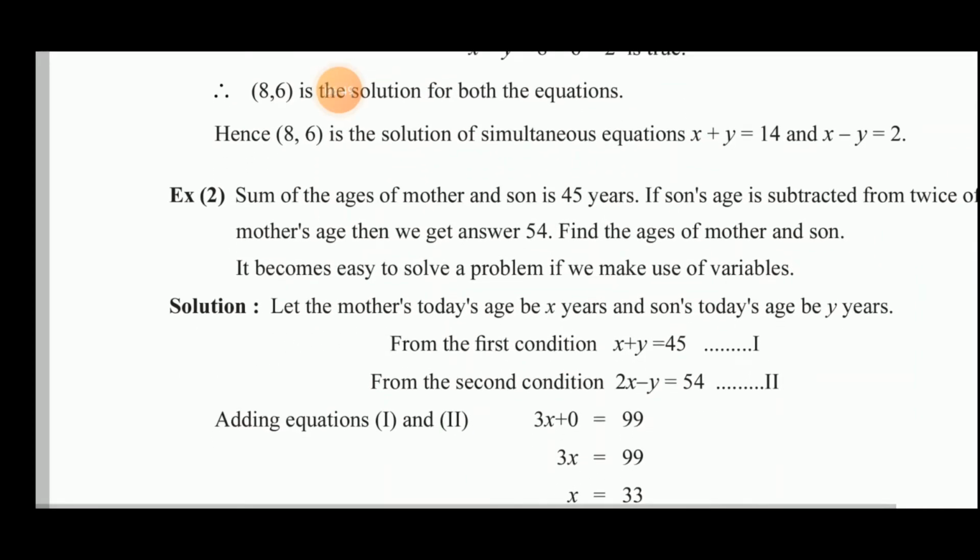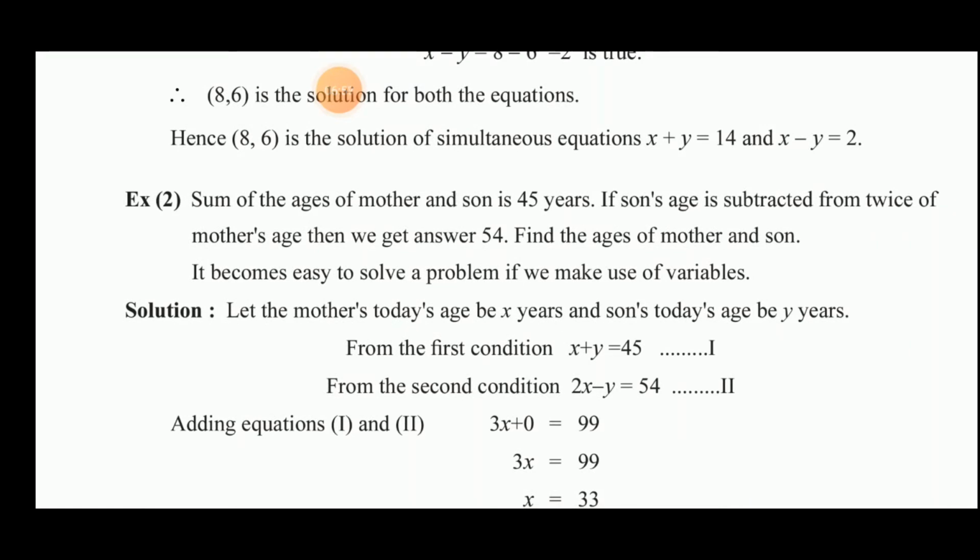Now let us see the second example. Sum of the ages of mother and son is 45 years. If son's age is subtracted from twice the mother's age, then we get the answer 54. Find the ages of mother and son. Let the mother's today's age be x years and son's today's age be y years. Now from the first condition, sum of the ages of mother and son is 45 years. So from the first condition we get x plus y equal to 45. Give it equation number 1.